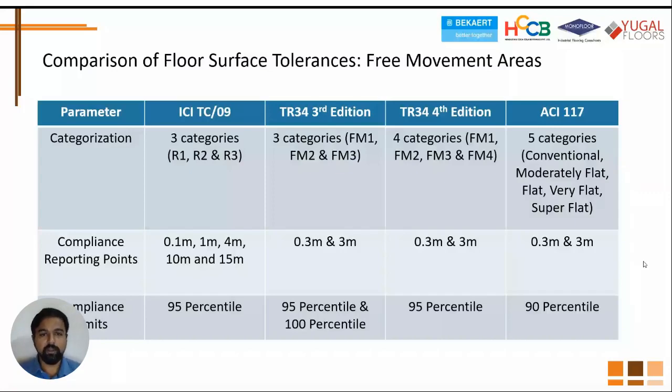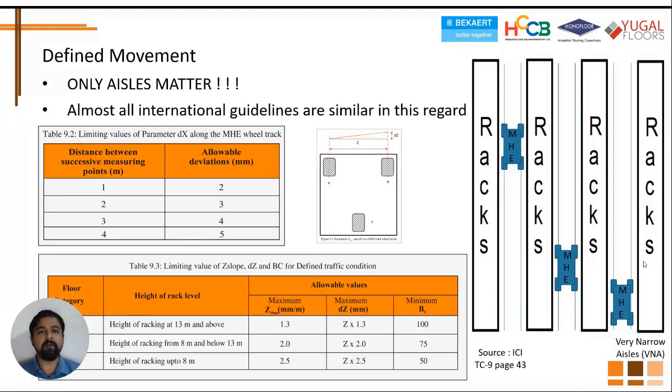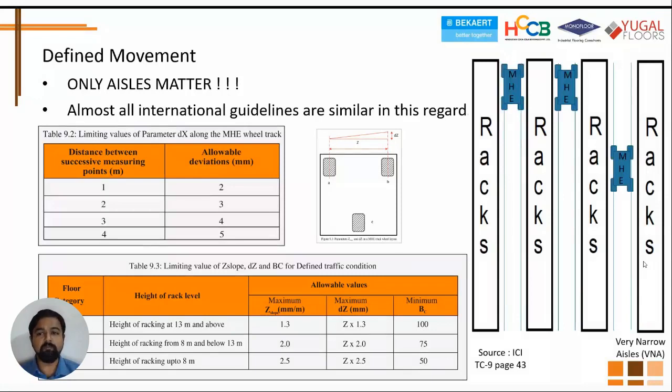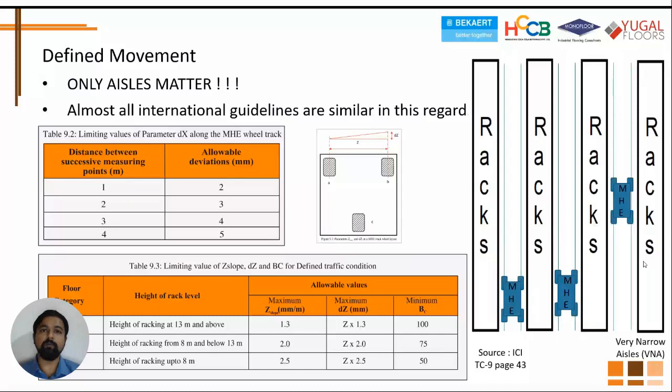Now, going on to define movement and how it's specified, recapturing how material moves in a defined movement floor, you always have the material handling equipment going only upward and downward. There is no way of lateral movement in these aisles. So there is only one unidirectional movement of the material handling equipment. Almost all international guidelines that talk about defined movement are very similar to each other in terms of how they classify the floors or how they specify what surface regularity needs to be achieved.